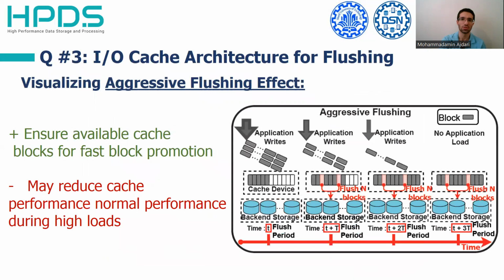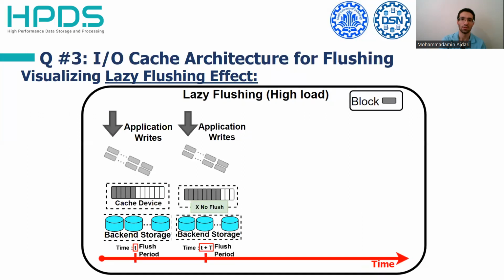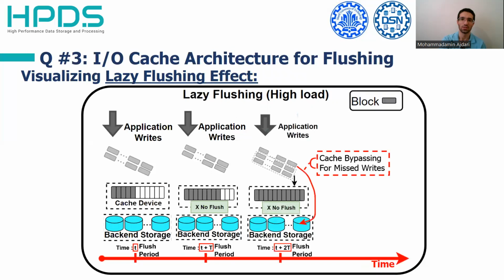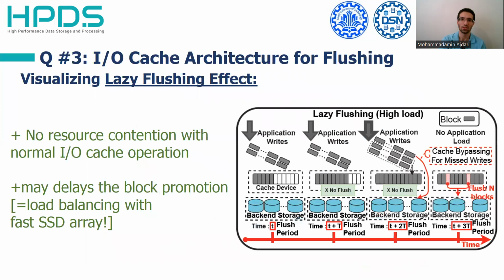The aggressive flushing ensures available cache blocks for fast block promotion, but at the same time, it may reduce cache performance during high loads. Unlike aggressive flushing, lazy flushing has no direct negative impact on performance, as it does not invoke flushing when the cache is on load. When the cache becomes fully dirty, it causes cache bypassing, which translates to load balancing with the fast backend SSD array, and it even increases the performance. Lazy flushing only happens when the cache is idling. Therefore, lazy flushing not only does not cause cache contentions, it may also improve the overall performance through load balancing opportunities it provides in emerging fast environments.